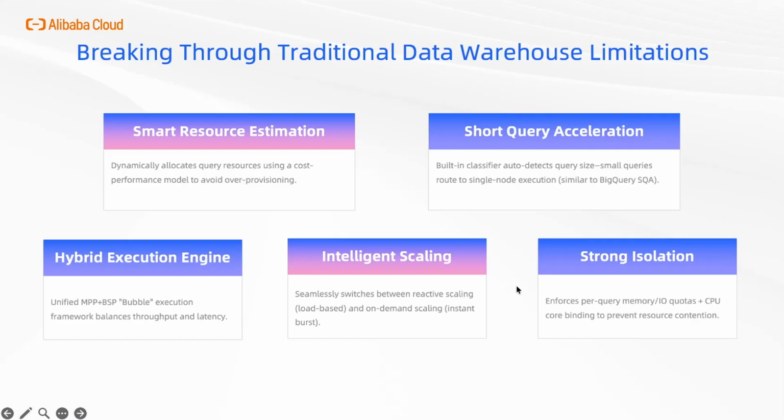Fourth, Intelligent Elasticity. By combining physical resource loads and request queues, our autoscaling strategy makes informed decisions about resource allocation. And last, kernel-level query isolation. This feature ensures that queries are processed in isolated environments, enhancing overall system stability and performance.